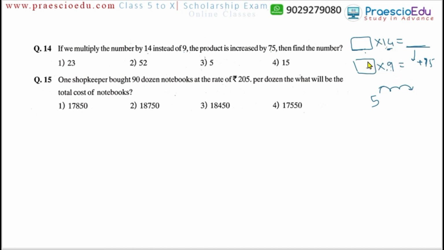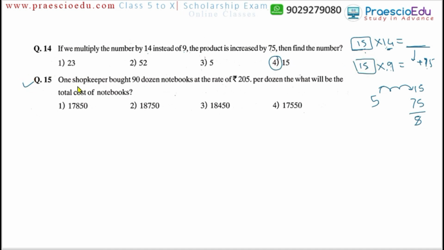So how to find this number? 75 divided by 5, so we can divide 75 by this 5. 5 1s are 5, 5 3s are 15. So this 15 should be this number. 15 means option number 4 is the correct one.